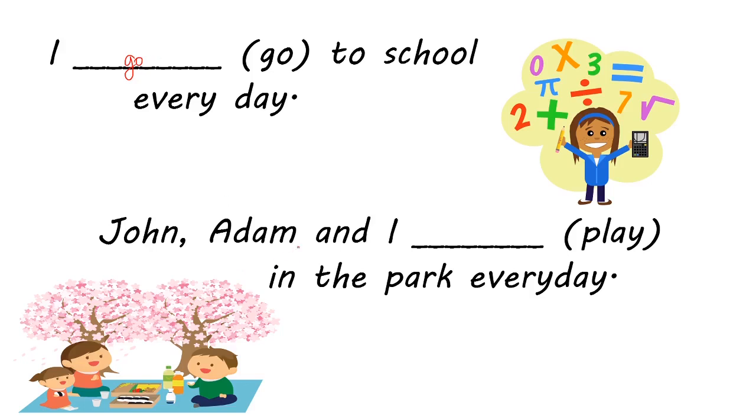So here John, Adam and I, as this includes me also, this becomes we. So again we do not add s along with the verbs. John, Adam and I play in the park every day.